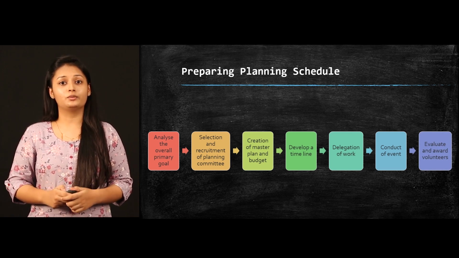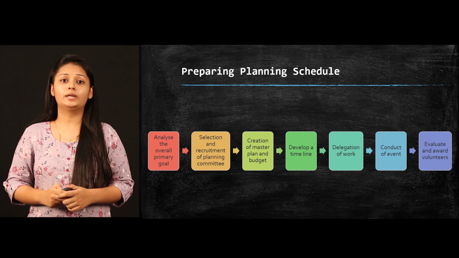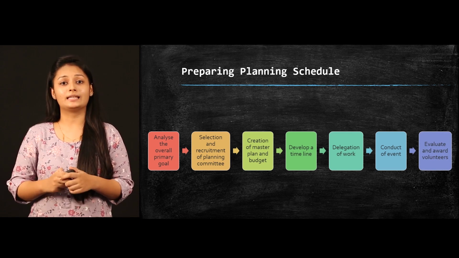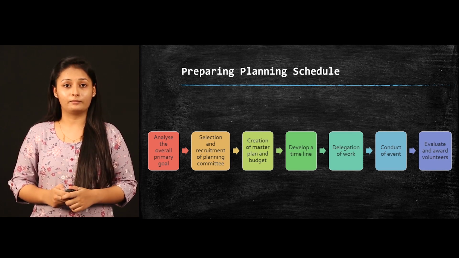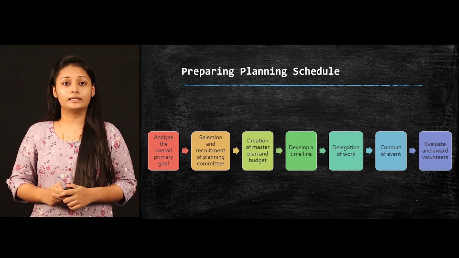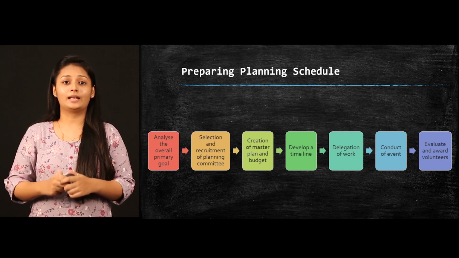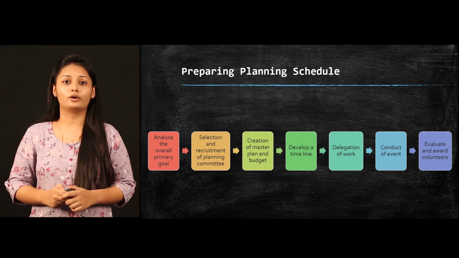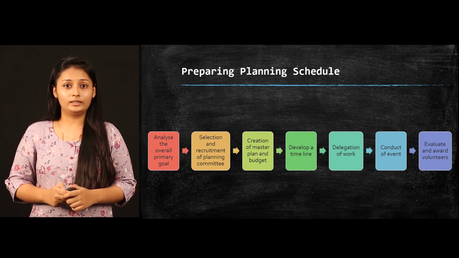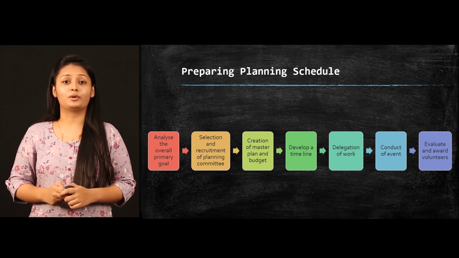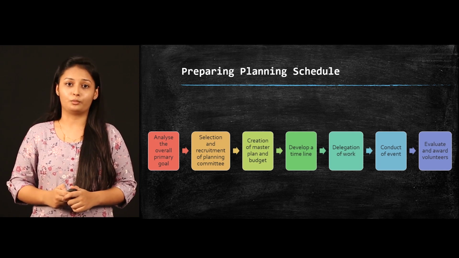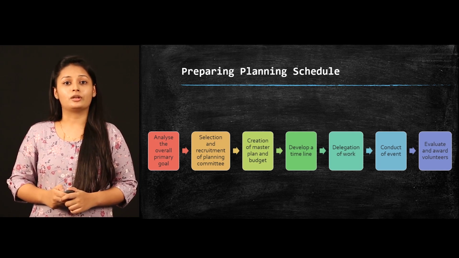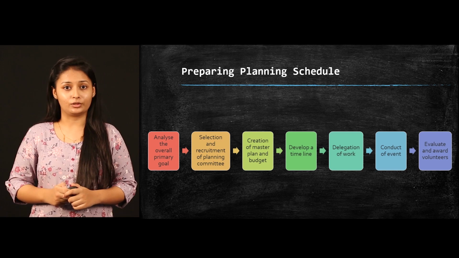The event manager will collect the feedback and evaluate the event. That is, he will assess what improvements can be made, or what the loopholes were in this particular event, which can be corrected or improved in the upcoming or future events, along with appraising his team members by providing monetary and non-monetary rewards. So this was the procedure for preparing the planning schedule.